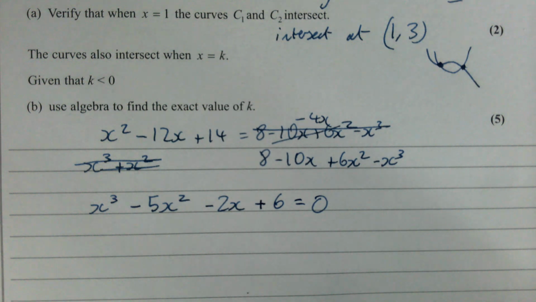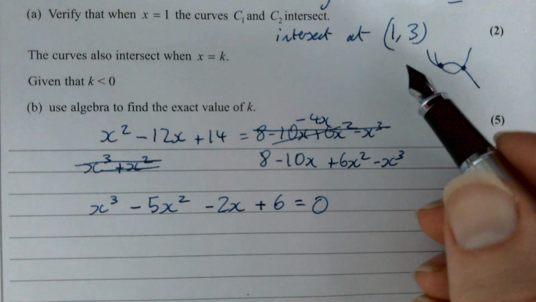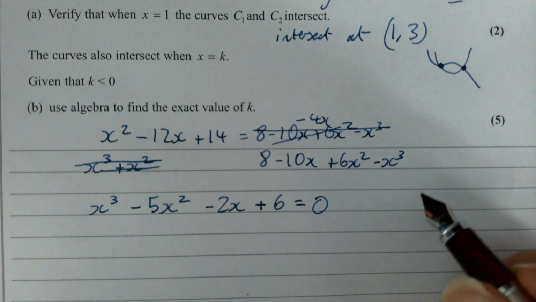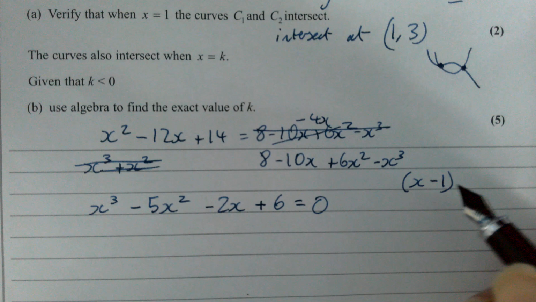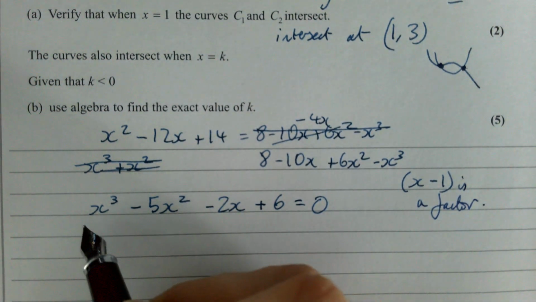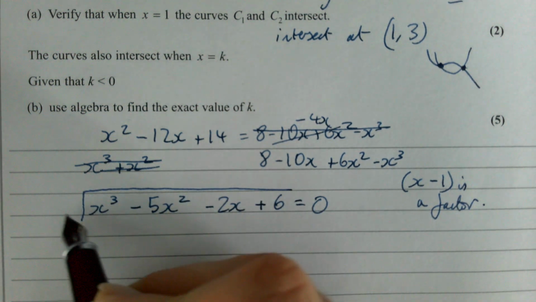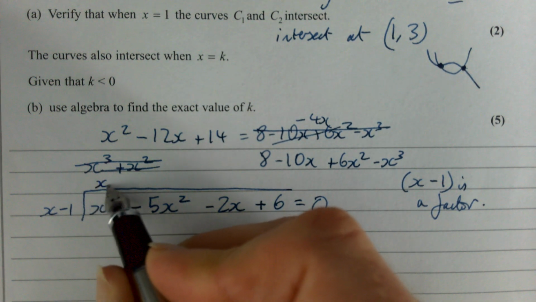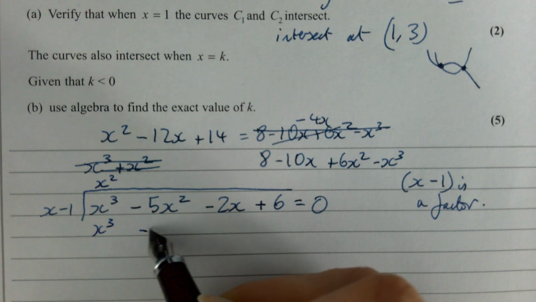Then I need to factorize this. Now I know one factor because I know it crosses when x equals 1. So if x equals 1 is true, then that means the bracket x minus 1, where the bracket is equal to 0, is a factor. So then I'm going to need to do some algebraic division of this expression by x minus 1. x goes into x cubed, x squared times x, x cubed, negative 1 x squared.